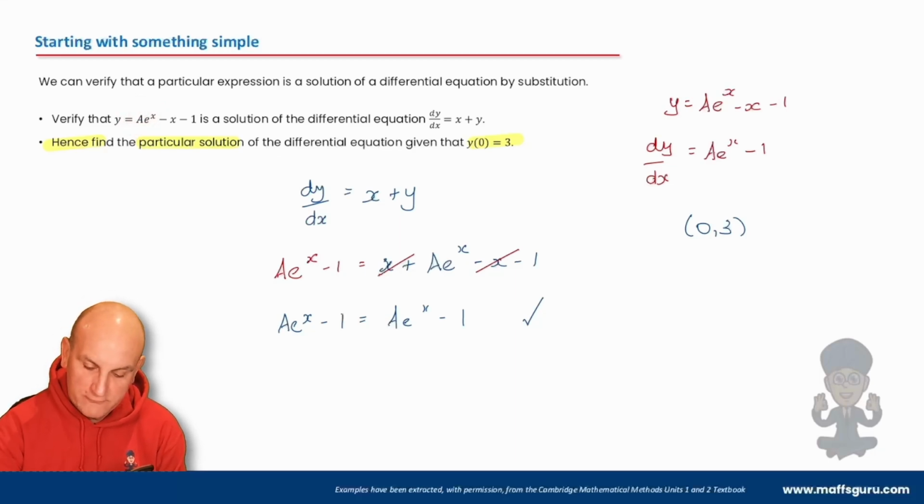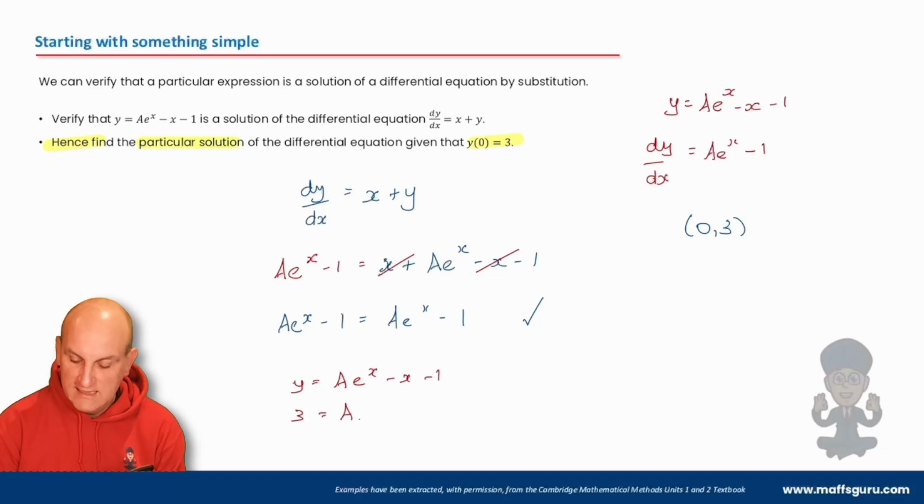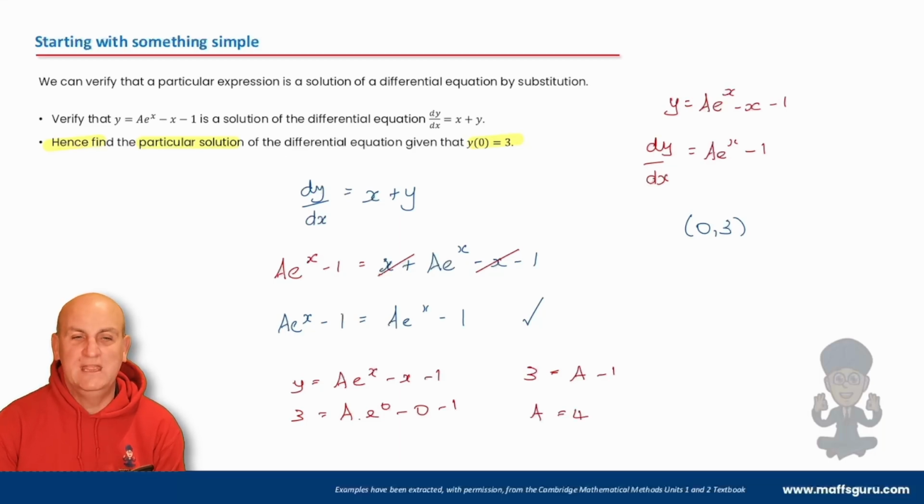So hopefully I've got enough room left in my space here. So we've got y is equal to a e to the x minus 1. But we now know that y is 3, so 3 is equal to a e to the 0 minus 1. So continue this over here. 3 is equal to, e to the 0 is 1, so a minus 1. So a in this situation must equal 4. And so there we go, we've got my particular solution.